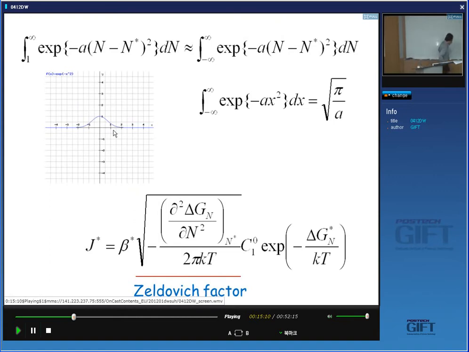When we look at the mathematical form of this equation, actually this is simplified, because this is just a shift of this type of equation in the direction of the n star, right? So if we can evaluate the integral of this mathematical form, then we can apply the solution to evaluate the integral of this kind of formula. Okay?